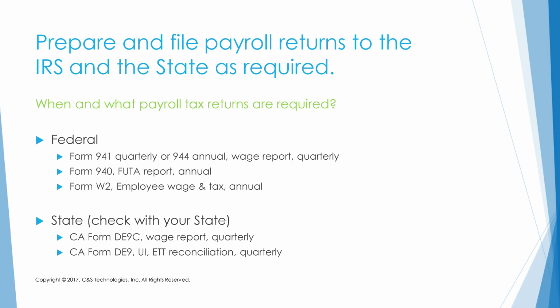Different states require different forms. For example, California employers are required to file DE-9C for wage and DE-9 for UI and ETT returns each quarter. So please check with your state for specifics.